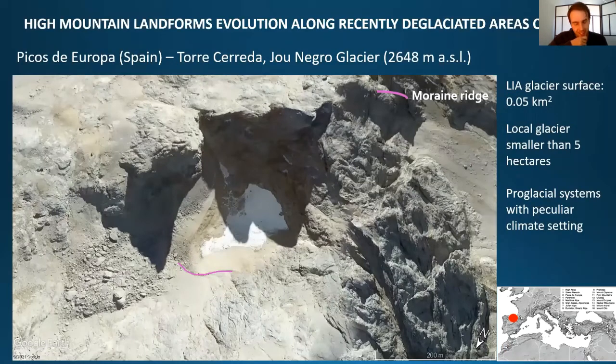Another very interesting glacial system is present in Spain. For example, this is the Picos de Europa, located in the northwest of Spain. Here we can find an active glacier, very, very small, smaller than 5 hectares, but during the Little Ice Age stage it was higher than 0.05 square kilometers.